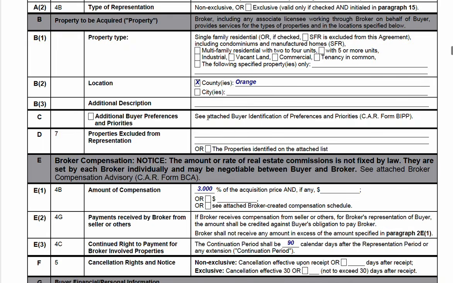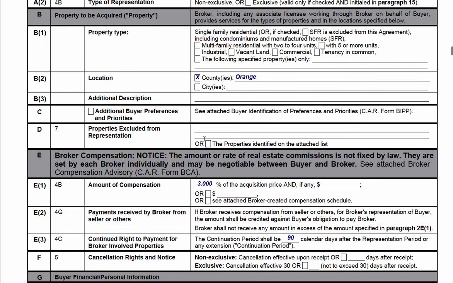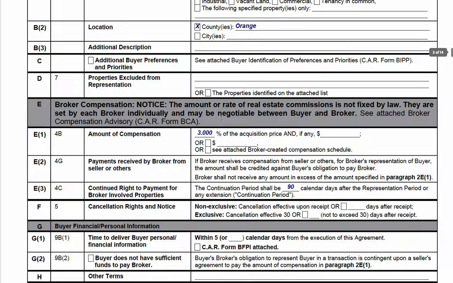Additional description, just skip it. Additional buyer preferences, this is silly, just skip it. Is there a property that's excluded? Here's why this isn't silly. What if the buyer was just working with another agent and that agent has a claim on a particular property? Put whatever that exclusion is right here. If that doesn't pertain to you, skip it.